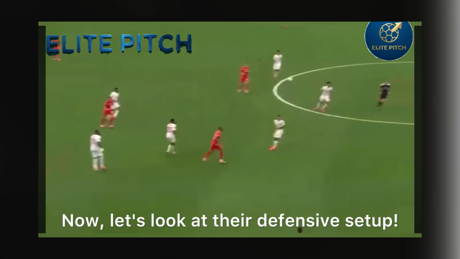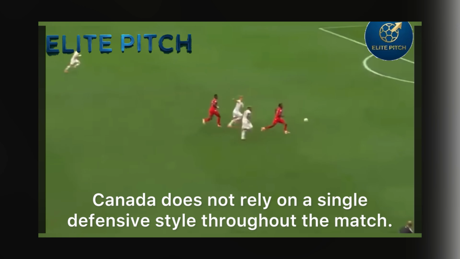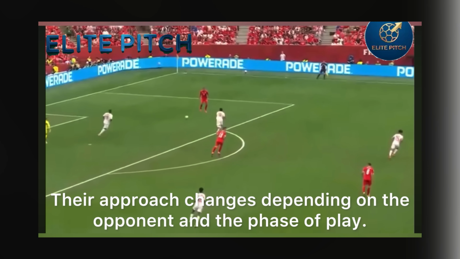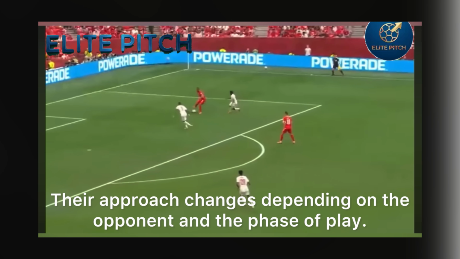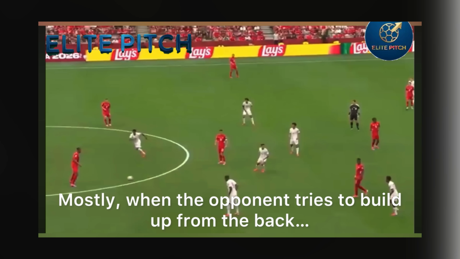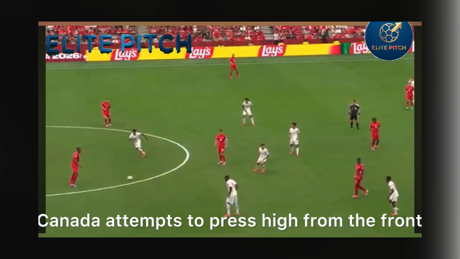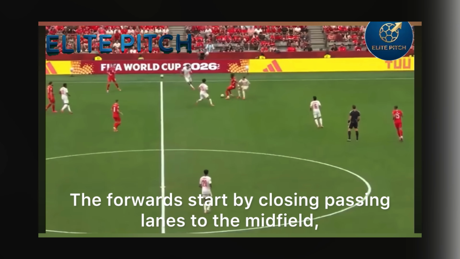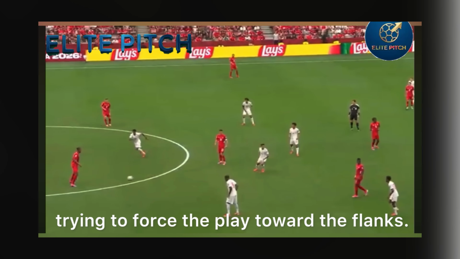Now, let's look at their defensive setup. Canada does not rely on a single defensive style throughout the match. Their approach changes depending on the opponent and the phase of play. Mostly, when the opponent tries to build up from the back, Canada attempts to press high from the front. But this is not done randomly. The forwards start by closing passing lanes to the midfield, trying to force the play toward the flanks.